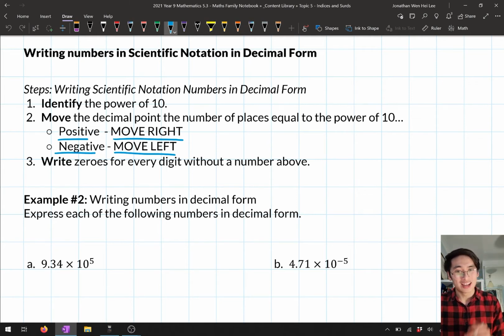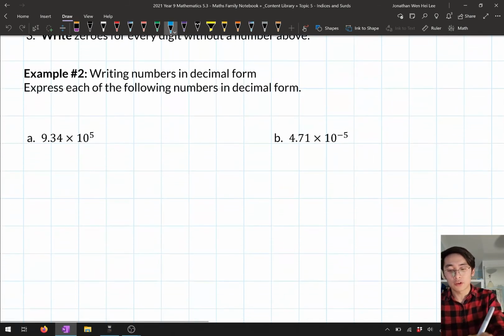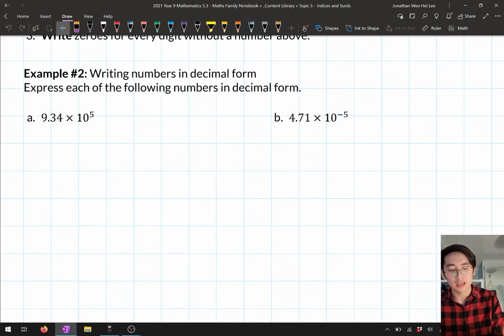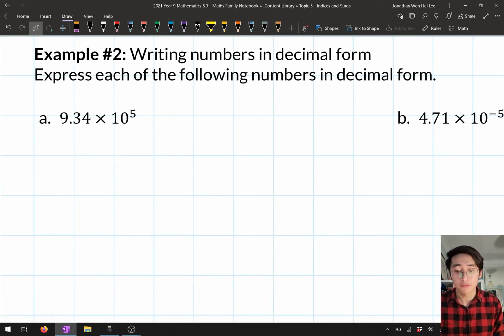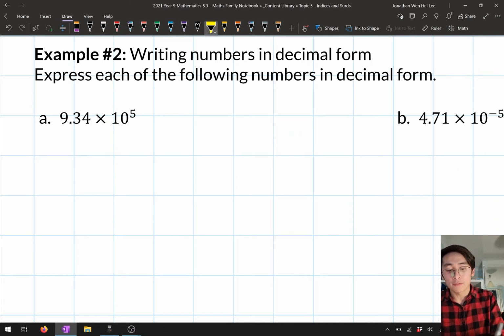Okay, so let's have a go at these examples. Express each of the numbers in decimal form. The first one, I've got 9.34 times 10 to the power 5. Now, first of all, what I'm going to do is find the power of 10.